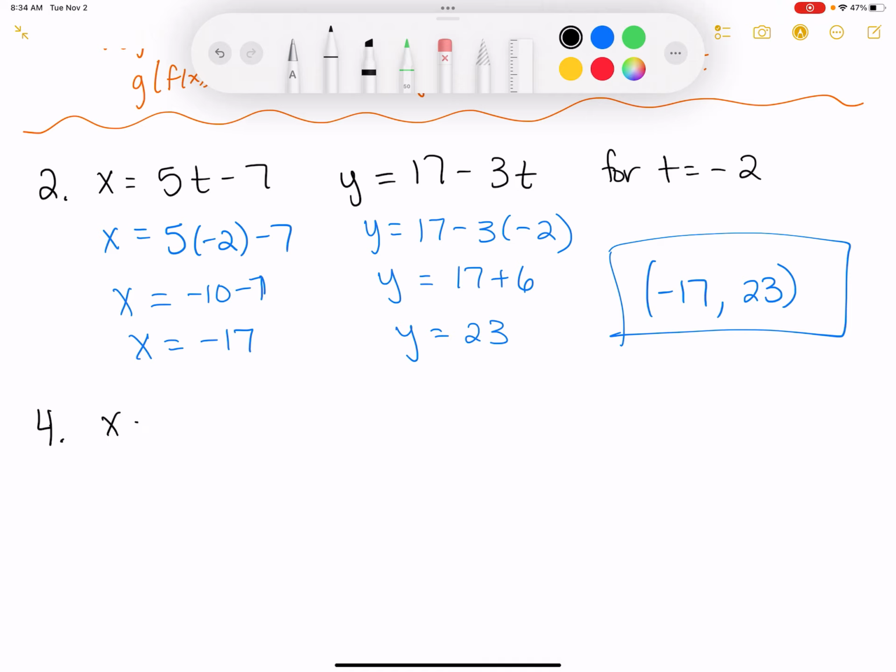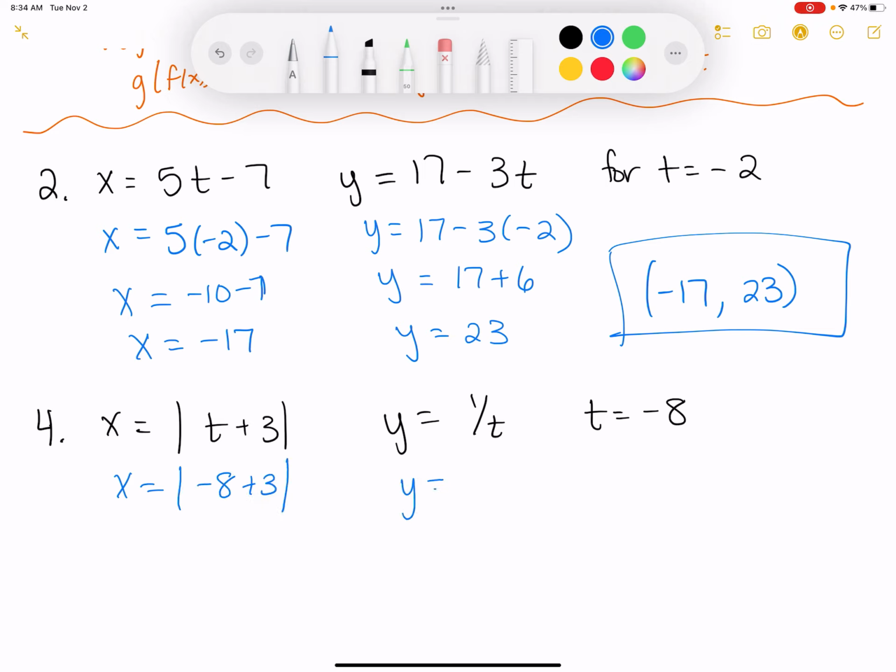Alright, x is equal to the absolute value of t plus 3. y is equal to 1 over t. t is equal to negative 8. So x is equal to the absolute value of negative 8 plus 3, and y is equal to 1 over negative 8.